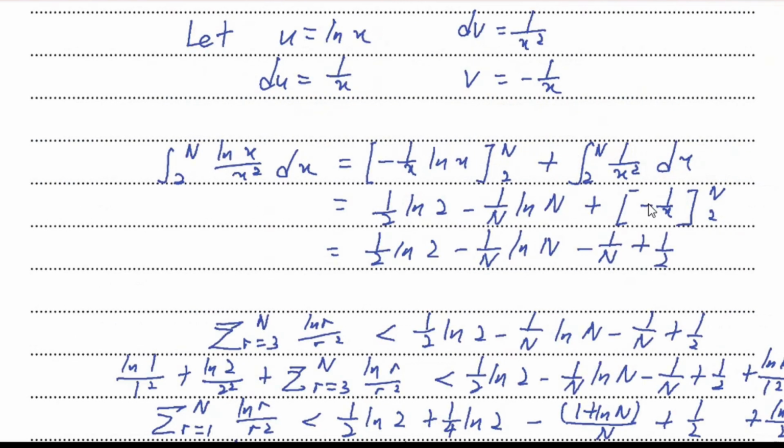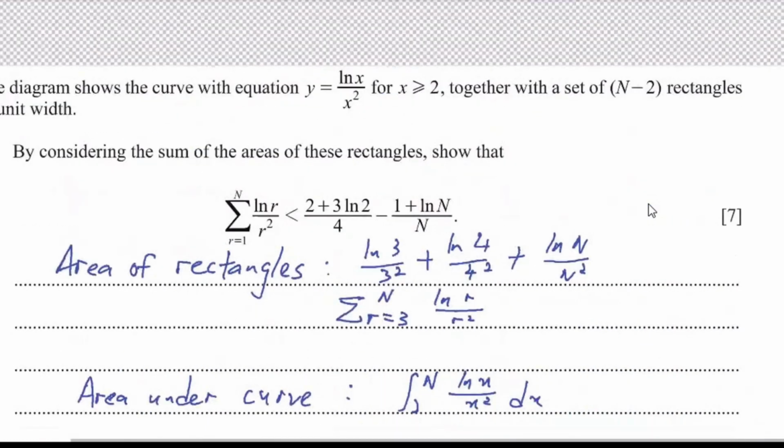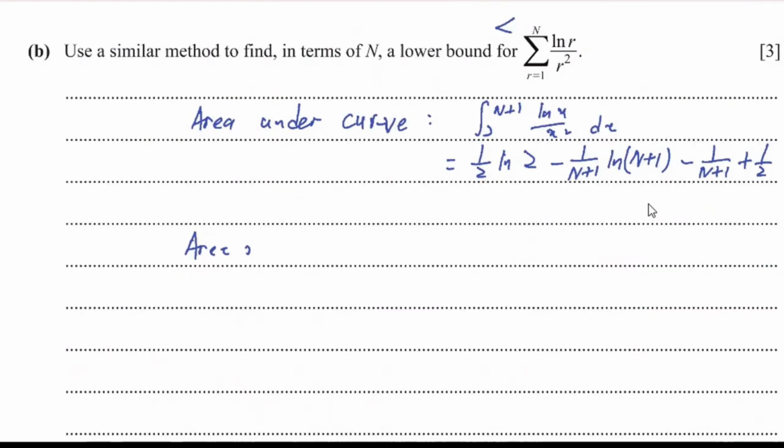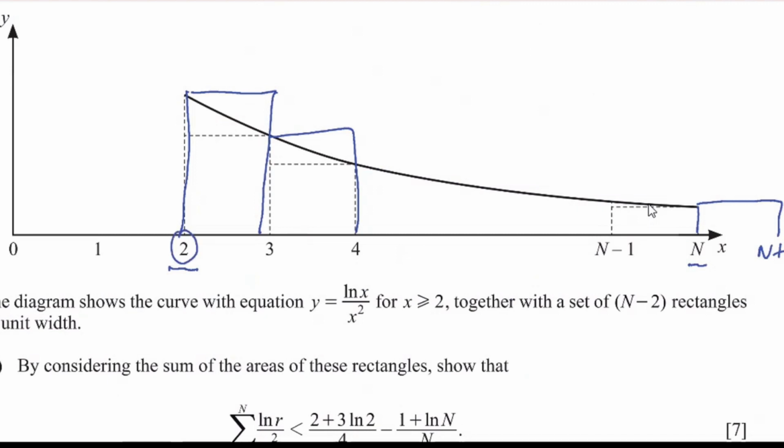But still, when we have the area of these rectangles, the rectangles here are now starting from 2. And the last height of the rectangle here is when x equals n. So when we consider the area of the rectangles here, it is the sum of r equals 2 to n of ln r over r squared, because the first value is starting from 2.